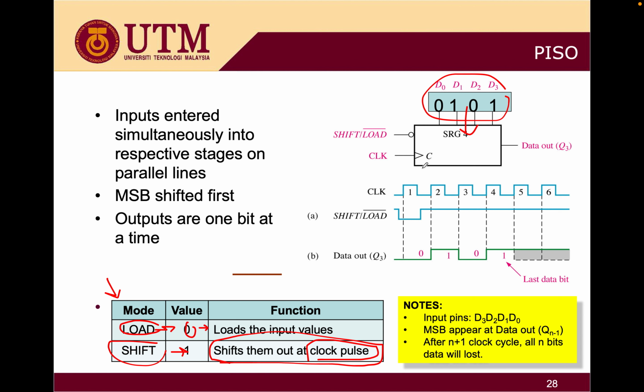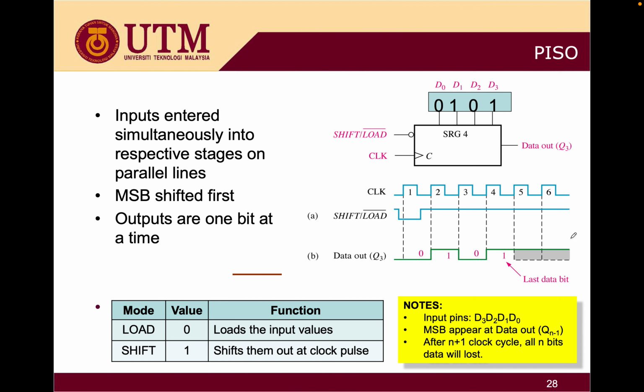So here you can see there is a rules note that you need to remember. MSB will appear at the data out of your Qn minus 1. Okay, Qn minus 1 is your MSB, and this will be your Q3 if, let's say, you have 4 bits. After n plus 1, which means if you have 4 bits, 4 plus 1 is equal to 5. After 5 clock cycles, all bit data will be lost. You can see here, it's lost everything.